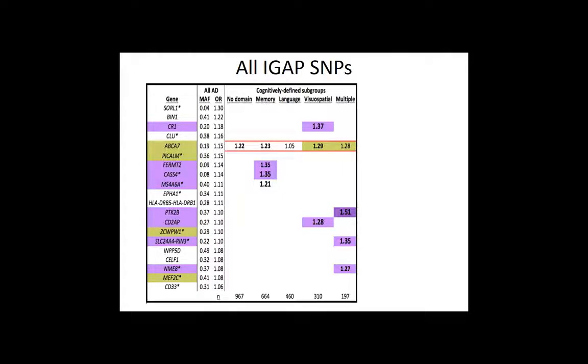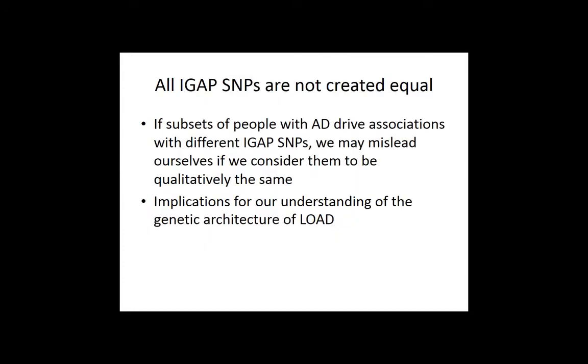So this one for ABCA7, it's pretty consistent across all my subgroups. So there's some IGAP SNPs that are driven by one subgroup, some that don't tell much of a story at all, like the sorrel one. I couldn't make up a story because it's all over the map, and some that are pretty equivalent across all of them. So all IGAP SNPs are not created equal.